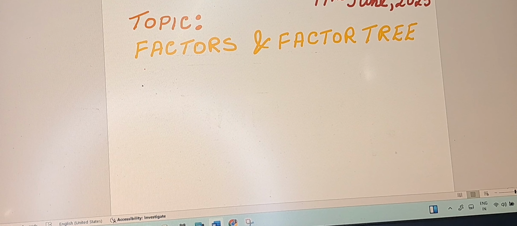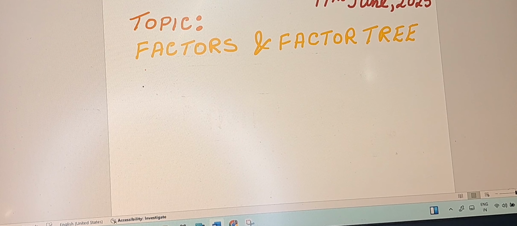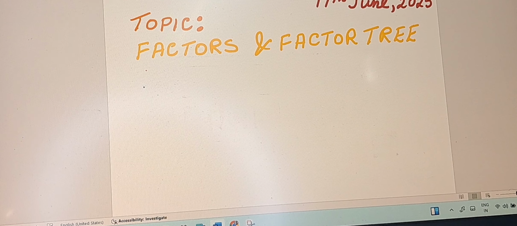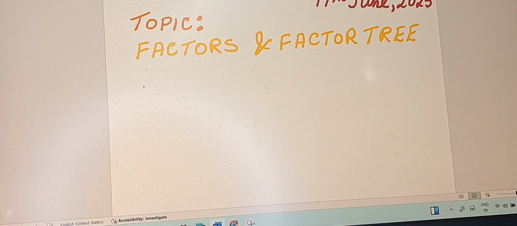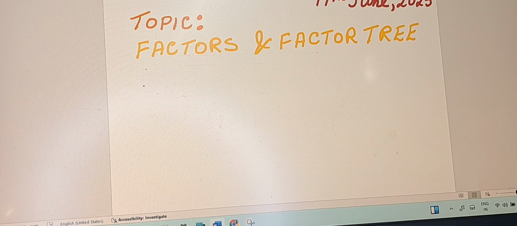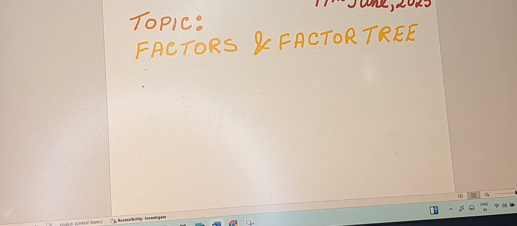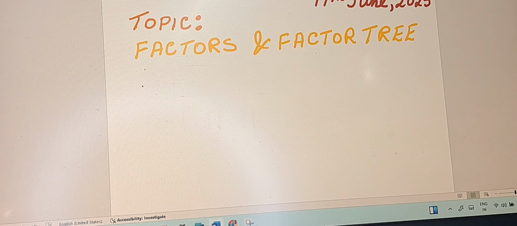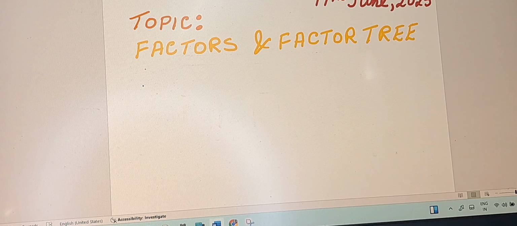So today's topic is factors and factor tree. Today I'm going to explain to you what is the meaning of the word factor. Factors are those numbers that multiplied together to find a product.